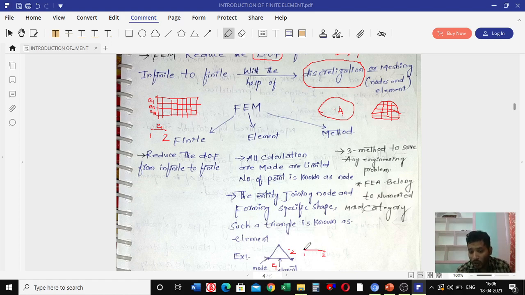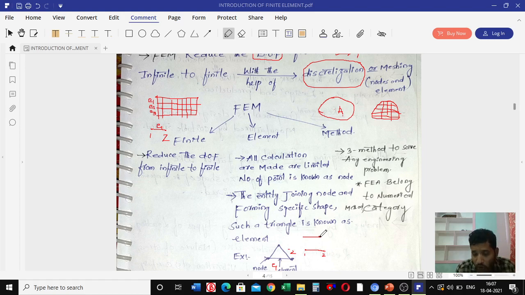If you are joining the nodes here, like this is the first node and this is the second node, if you join the first node to the second node, a line is formed. The shape, how is it? It looks like a line. So the element is nothing but joining the entities from the first entity to the second entity, forming a specific shape such as triangle, quadrilateral, pentagon, hexagon, which is known as an element.